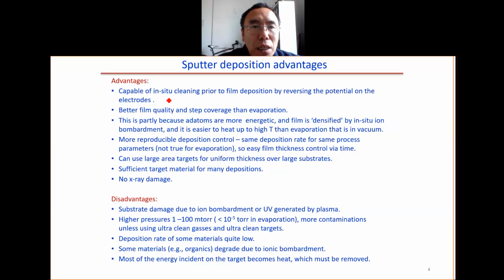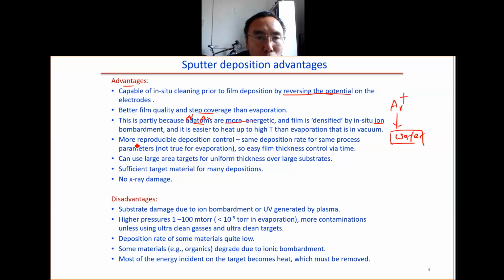For the sputter deposition, the advantage is that we can do in situ cleaning prior to the film deposition. So what we do, we have argon ions and the wafer here, so we can reverse the potential so that the argon will bombard the wafer to clean the wafer. The film quality and the step coverage are better than evaporation. This is because the atoms like aluminum atoms or gold atoms are more energetic, and the film is also densified by the ion bombardment. This makes the film a better quality.